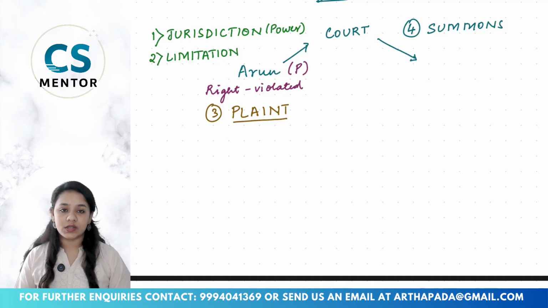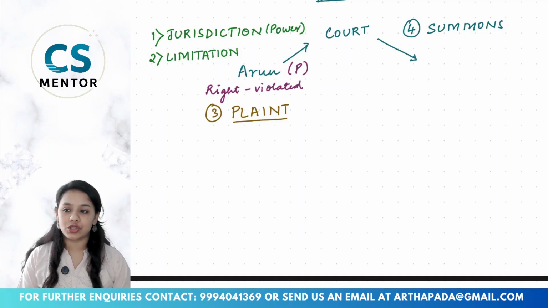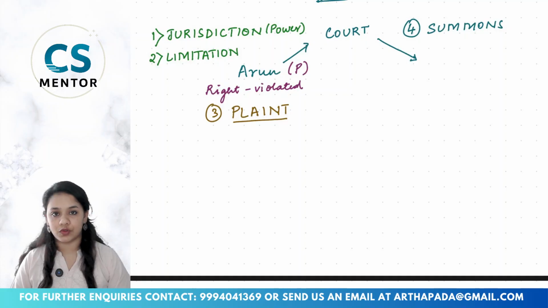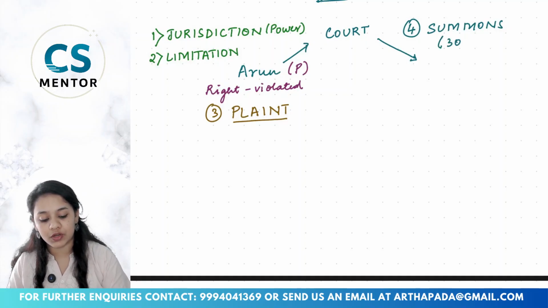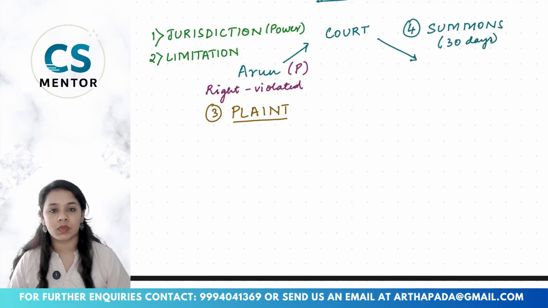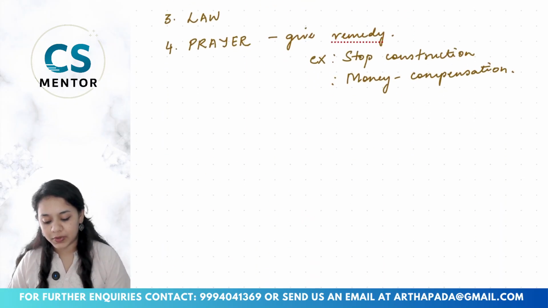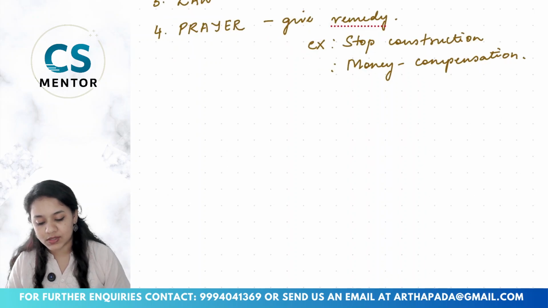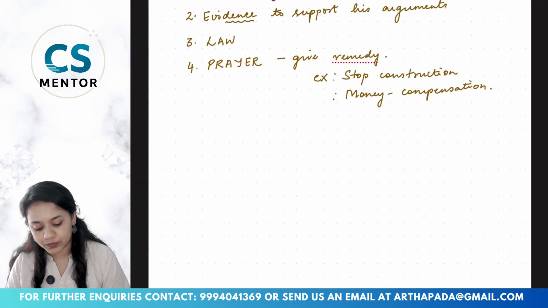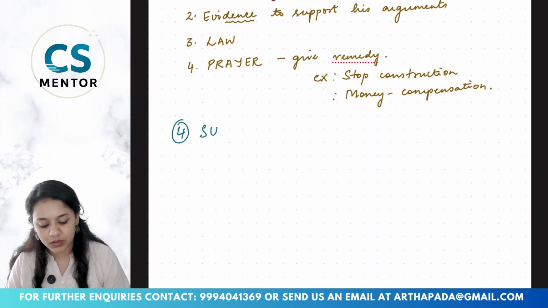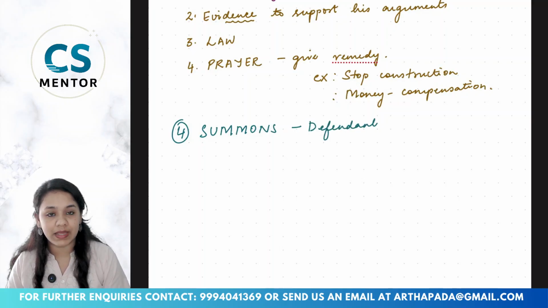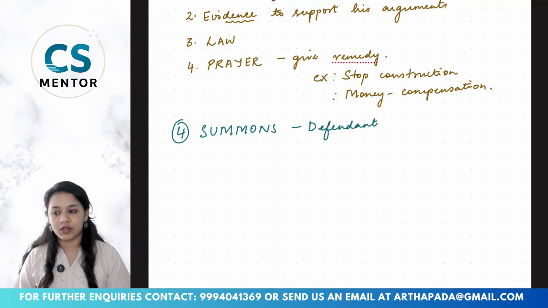Okay, so what is the summons? Summons is a document calling the defendant to the court of law. Within how many days should the court send the summons? Within a period of 30 days. Okay, so now let's try to understand a little bit about summons after the plaint is given. So once the plaint is given, the summons is issued. The summons is issued to whom? To the defendant or the person named in the plaint as the defendant.